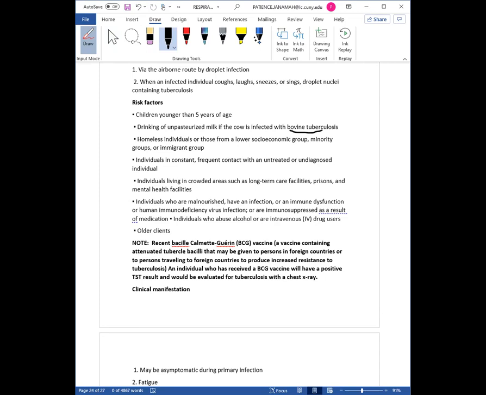Attenuated means they have weakened the bacteria and then put it in you. So when they do the skin testing, it comes back positive. That means they have put the bacteria in your body, but they are not strong. They are the weakened form in you, so they protect you from getting tuberculosis. So that's what that BCG vaccine is.